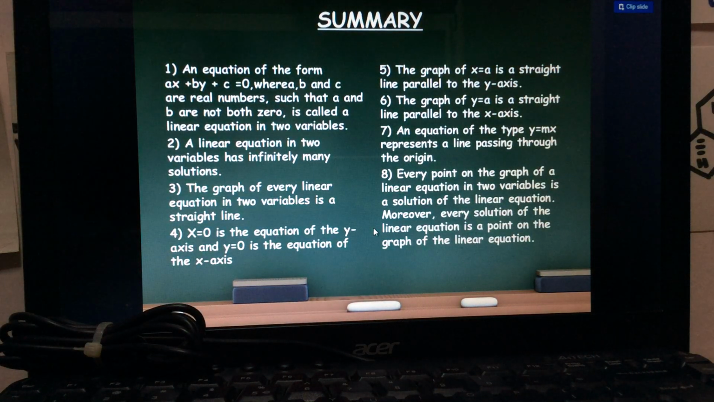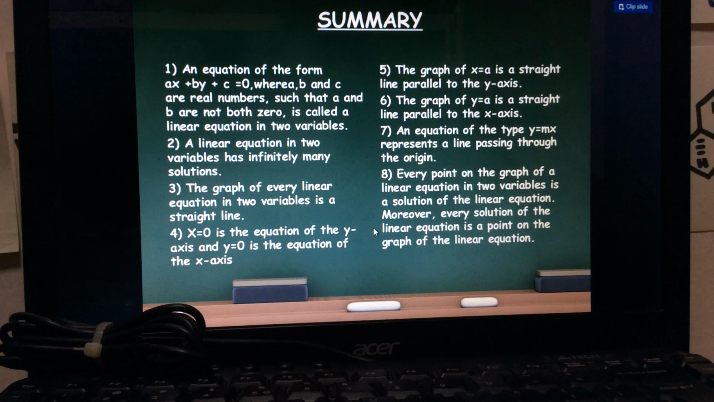An equation of the form ax plus by plus c equals 0, where a, b, and c are real numbers such that a and b are not both 0, is called a linear equation in two variables. A linear equation in two variables has infinitely many solutions. The graph of every linear equation in two variables is a straight line.